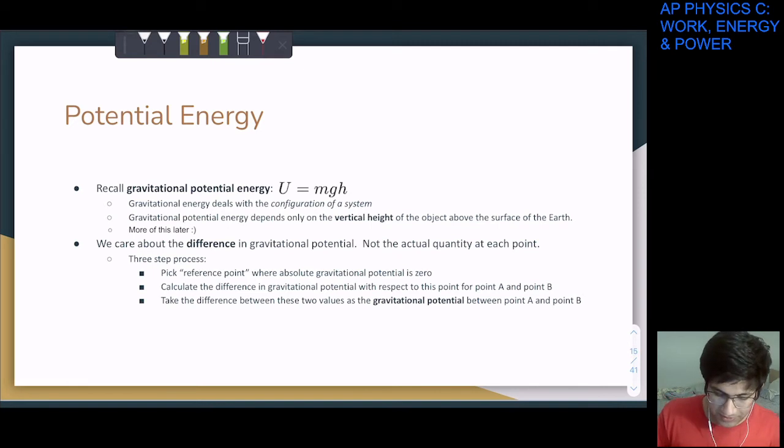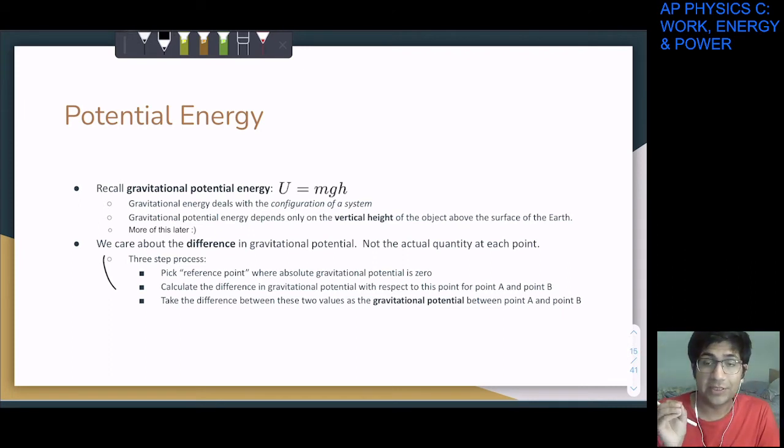So just to review, gravitational potential energy specifically deals with the configuration of the system. We care about the vertical height from the core of the Earth. We have a unit dedicated to this, but this is all we need to know right now. We care about the start position and the final position. What this is saying is we don't care about the actual potential energy in numbers. We can't even really determine that, but we care about the difference. We care about from here to here, how much has it changed?